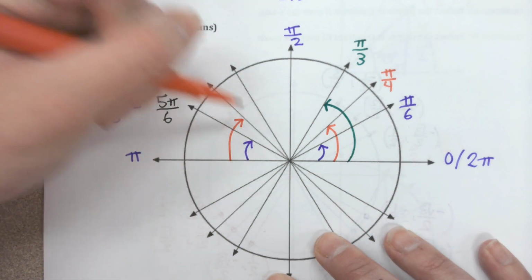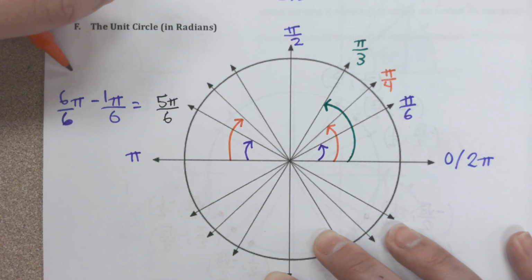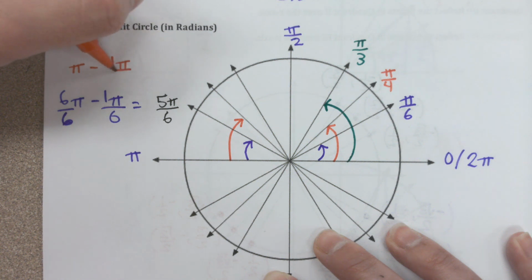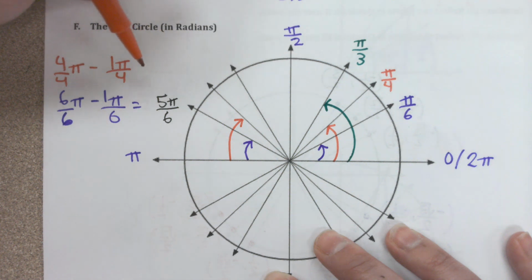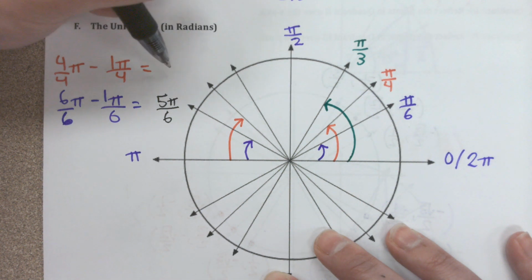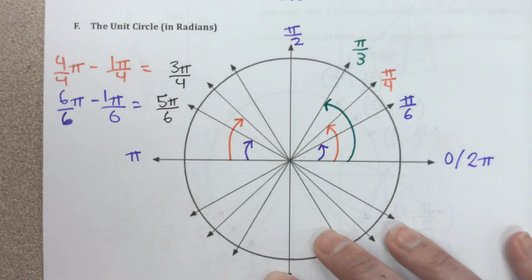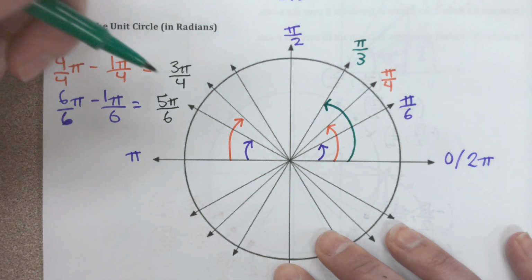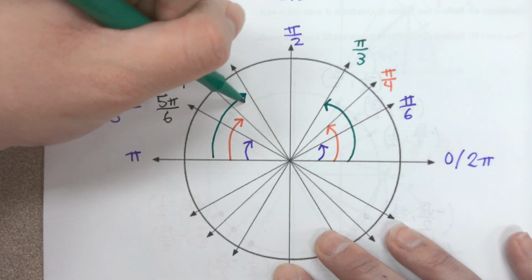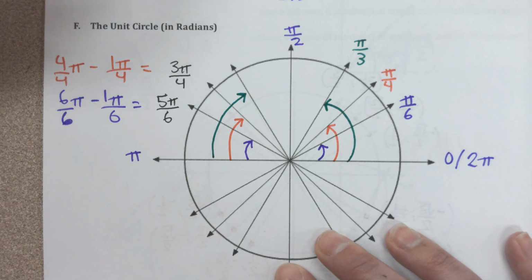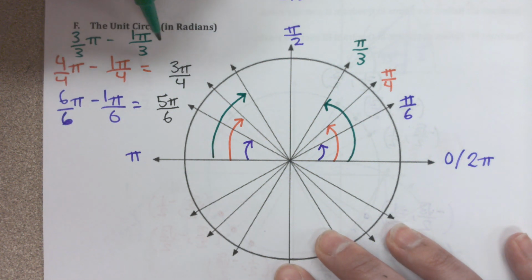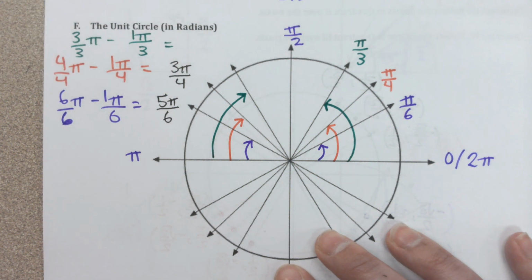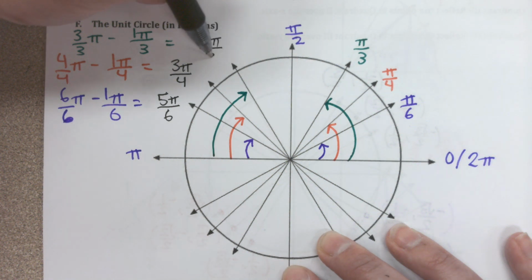Second line, that's 45 degrees, pi over 4. Again, that's pi minus 1 pi over 4. So it's 4/4 minus 1/4, which is going to give us a nice 3 pi over 4. One more time for that quadrant. This is 60 degrees, pi over 3. So pi minus 1 pi over 3. So this is 3 over 3 pi. And that's going to give us 2 pi over 3.